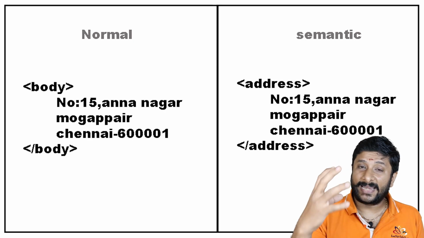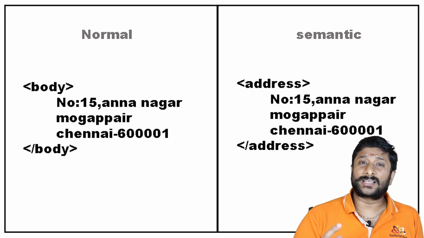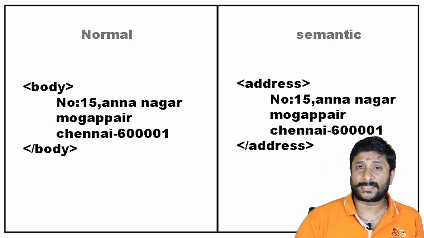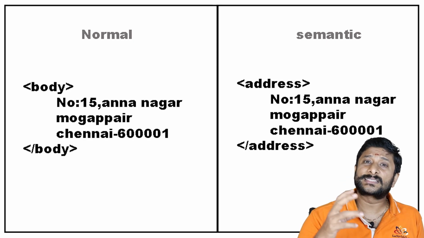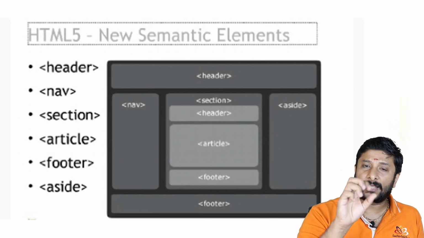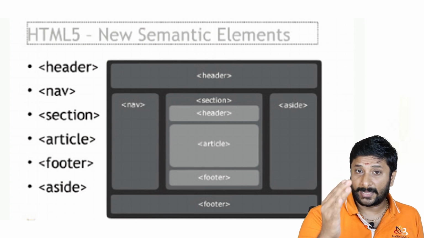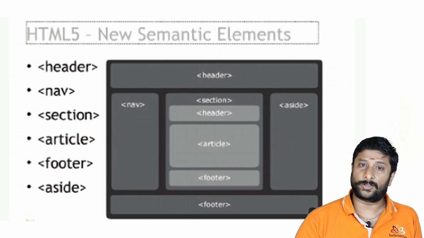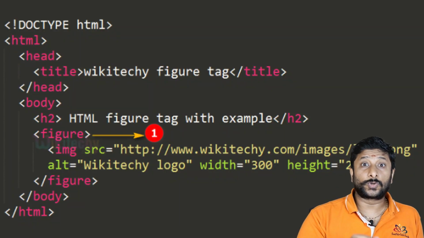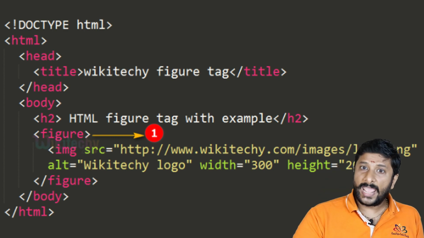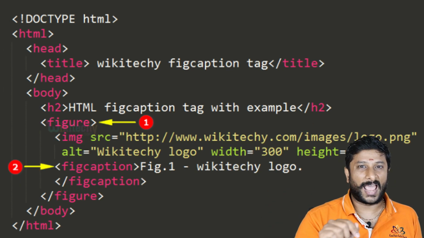So grouping the data, grouping the content on some basis, that is called meaningfulness, that is called semantic. So for the semantic concept, they introduced the concept of figure and all; it comes under the semantic concept. Figure tag is used to group the images. To name those figures, you'll have the figure caption.